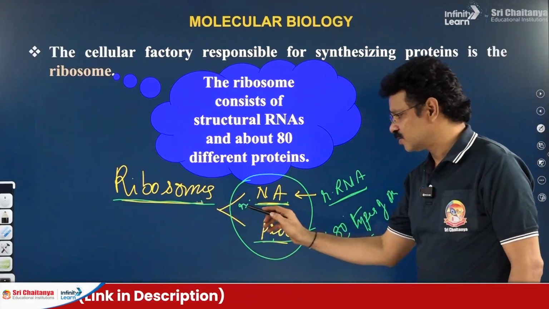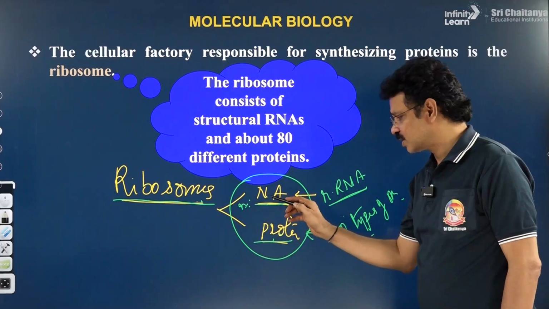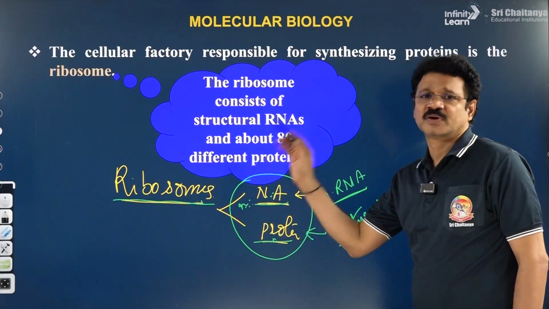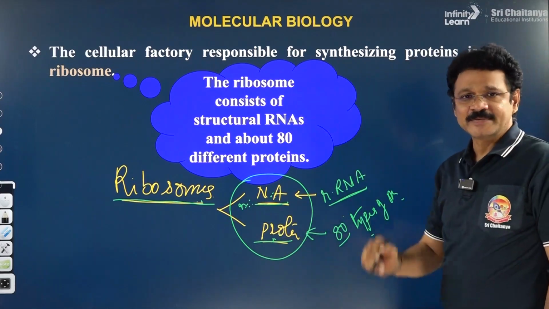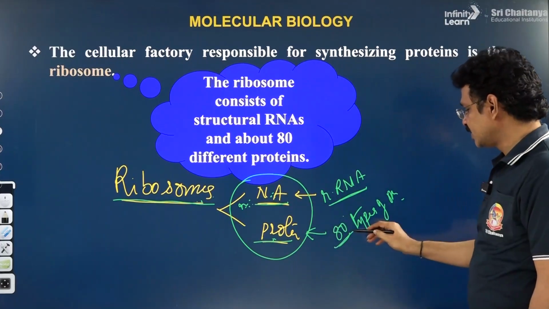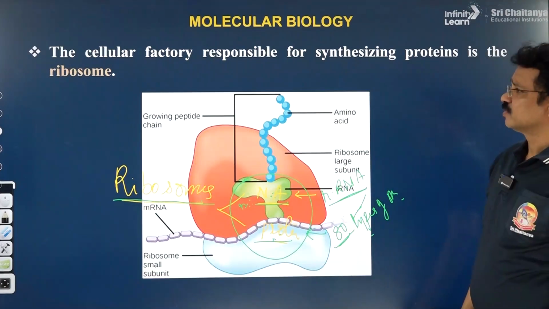Chemically, ribosomes are called ribosomal nucleic acidyl protein or ribonucleoproteinaceous particles. It is the structure of the ribosome. How many types of proteins are involved in the construction of a ribosome? 80 different types of proteins are involved in the construction of ribosomes.